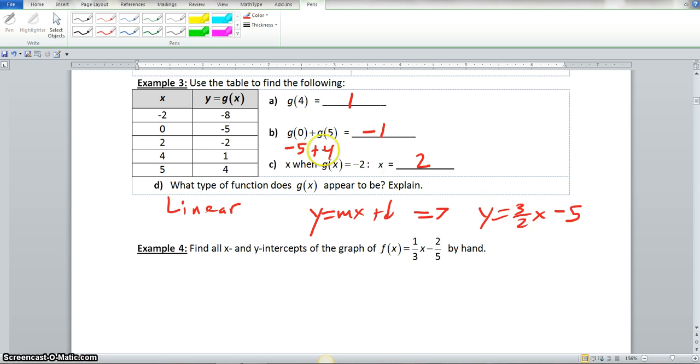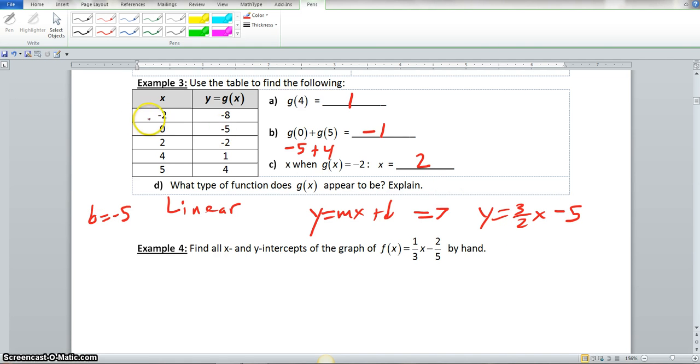Now to prove that, if you look here, we have the y-intercept, 0, negative 5. So we know our b is negative 5. That's how we get the negative 5 here.